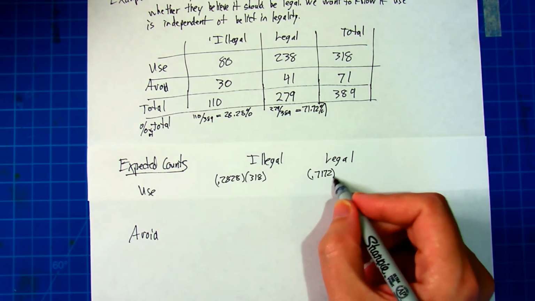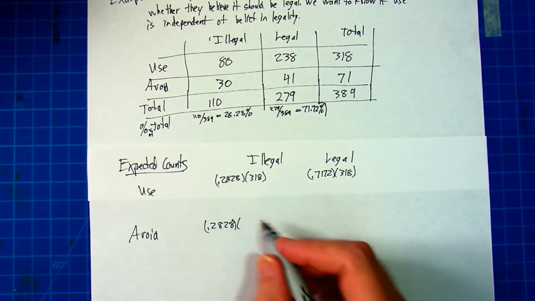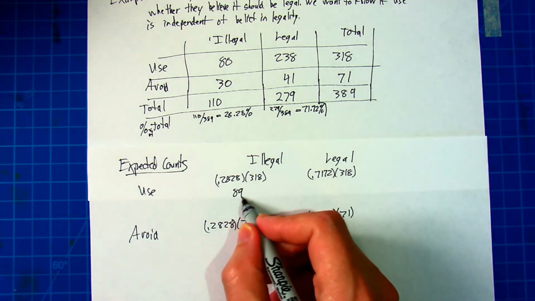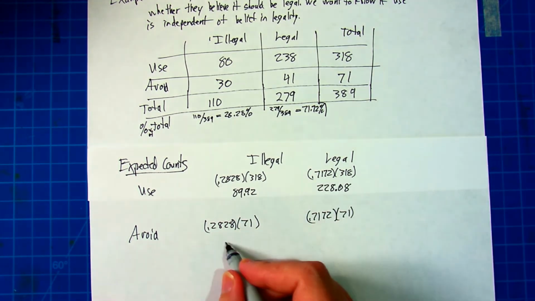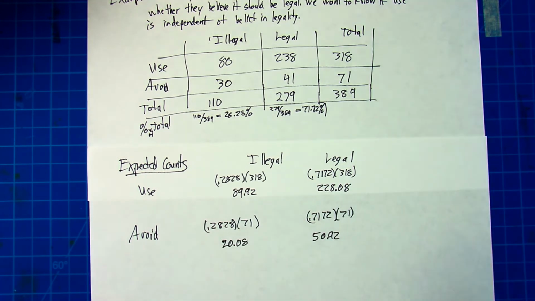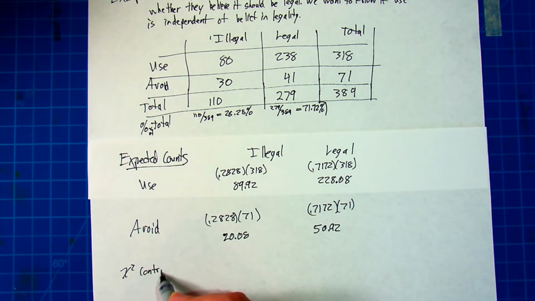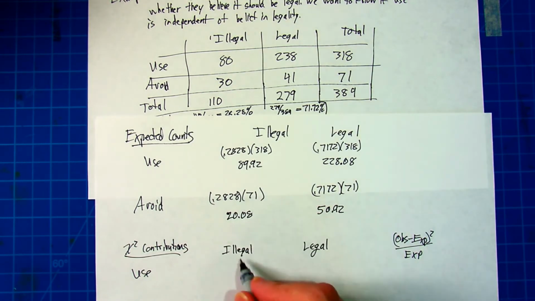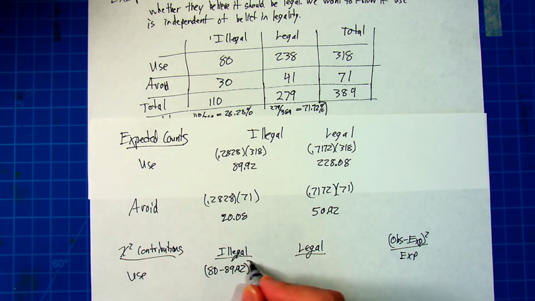So 0.2828 times 318, 0.7172 times 318, 0.2828 times 71, and 0.7172 times 71. After we have expected counts, we do expected and observed, the same formula to come up with our chi-squared contributions.